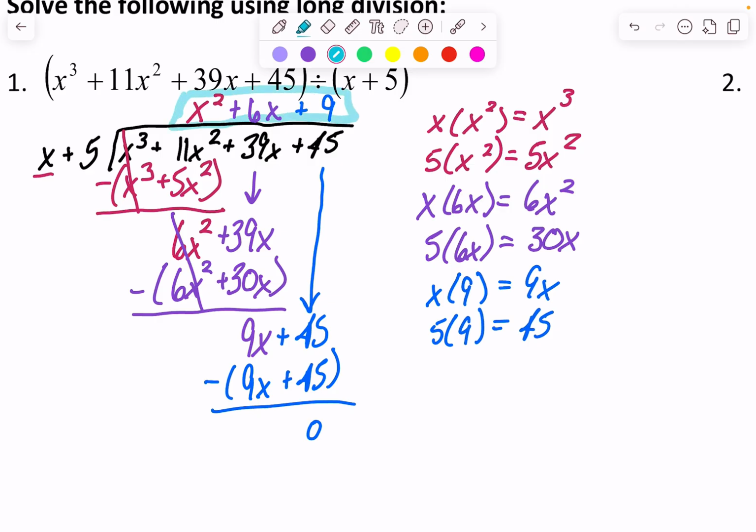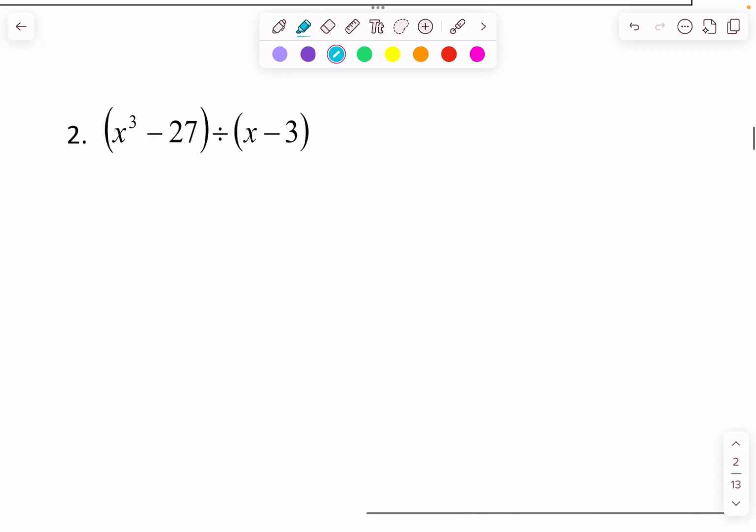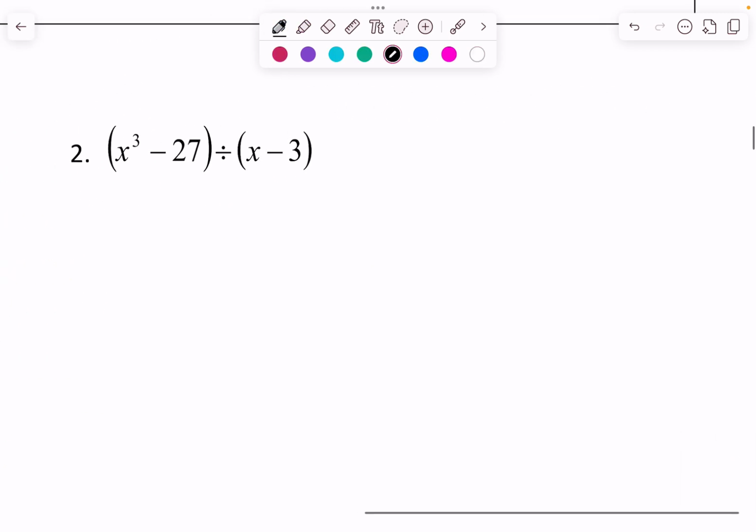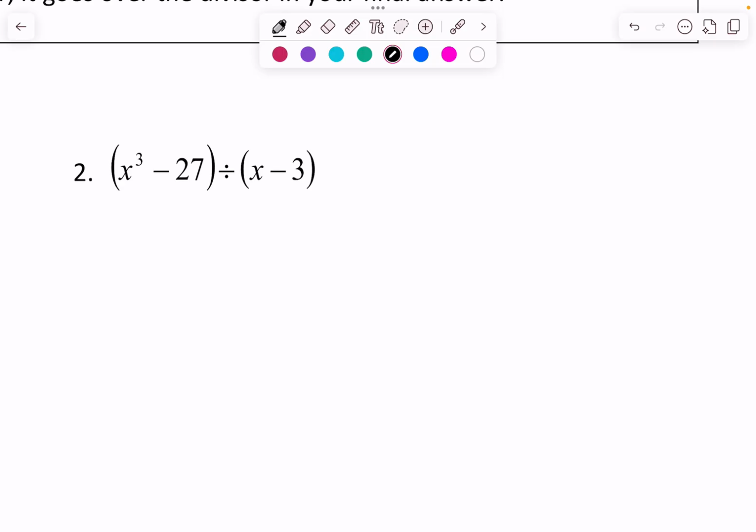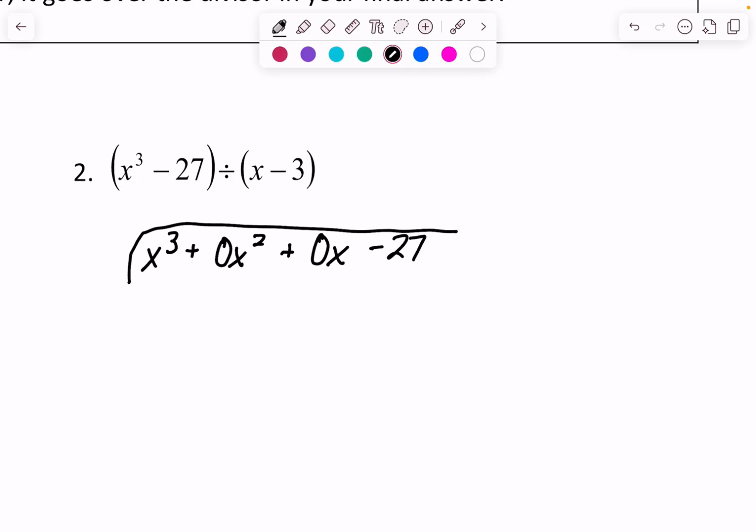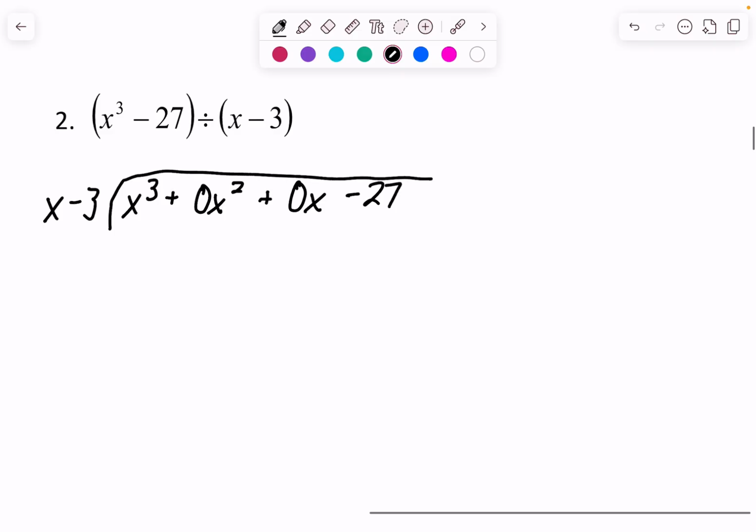Okay, and then we always have to have things written in standard form. So if you look, we're missing some powers here. So we have to add zeros. So we have to add a 0x squared, a 0x, because we can't have missing terms when we're dividing. It'll mess up our dividing. They're just kind of like a placeholder so we don't mess up any signs.